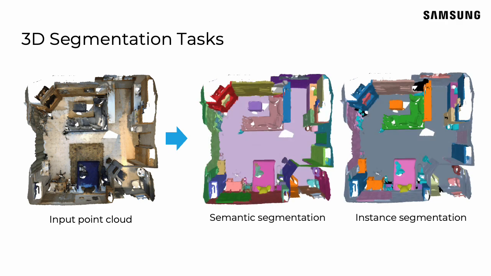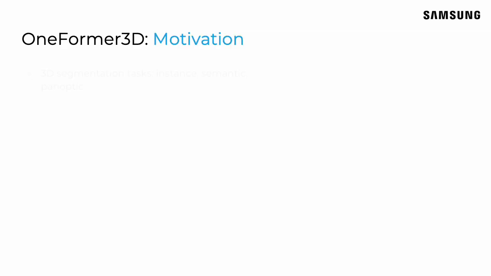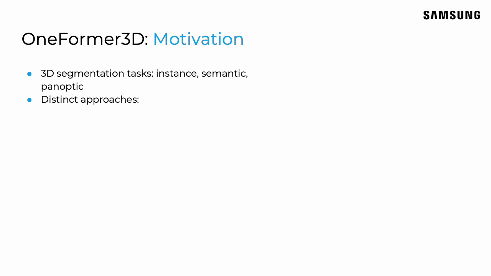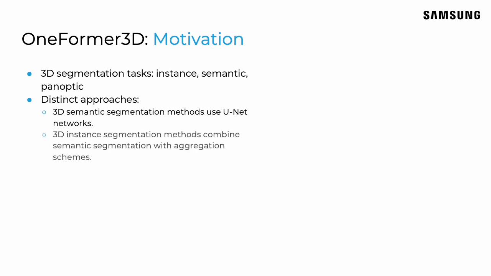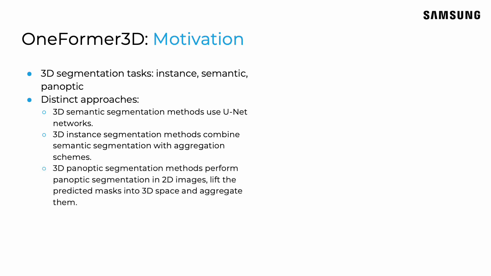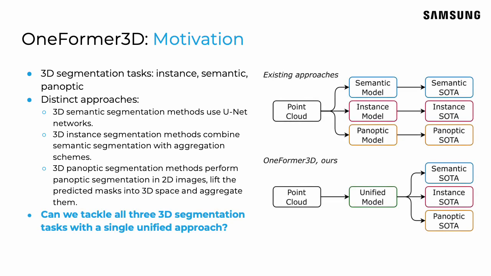While there are a lot of possible options, only 3 formulations are currently adopted by the research community: instance, semantic, and panoptic segmentation. Yet, each segmentation task sets up a separate dedicated branch of research so that similar tasks are solved with different models: UNets for semantic segmentation, aggregation schemes for instance segmentation, and lifting 2D predictions into 3D space for panoptic segmentation. The question is, can we play simple and create one unified model, which can be trained once to solve 3 segmentation tasks jointly?